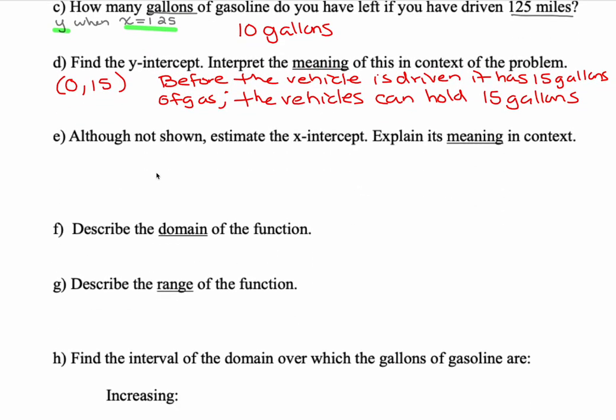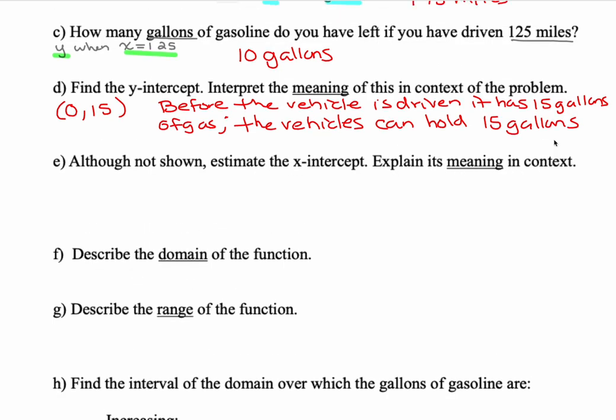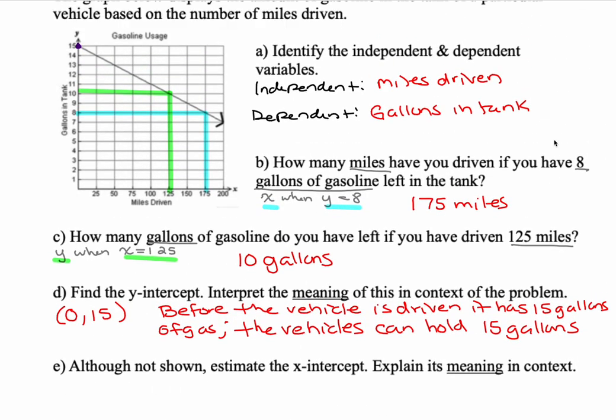So E asks us, although not shown, estimate the x-intercept and explain its meaning in context. The x-intercept is when the y value is 0, or when it crosses the x-axis. If we are utilizing this graph, we could extend this. I'm just going to draw this and then erase it. We could extend this and say it'll cross down here. Now we don't know where that actual value is, so we're going to estimate using the information here.